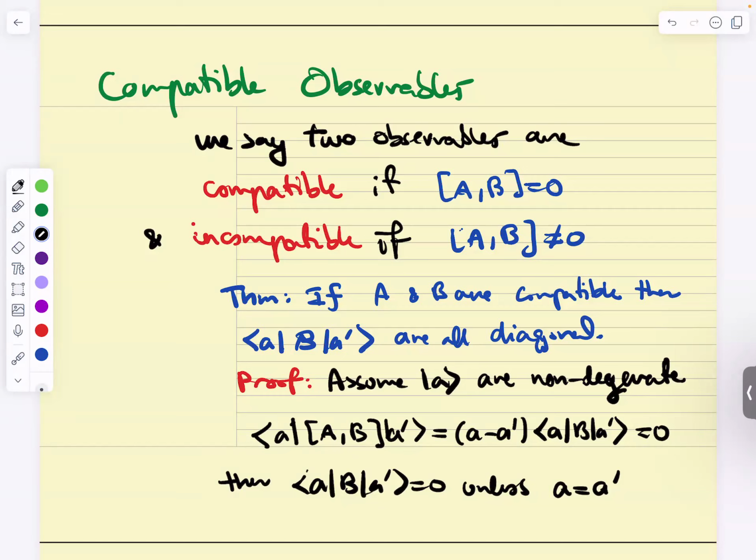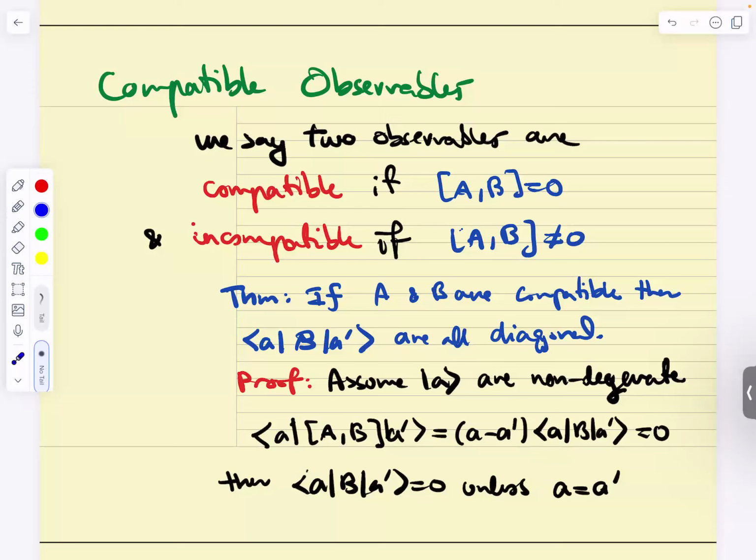All right. So a theorem. If A and B are compatible observables, that is, Hermitian operators that commute, then the matrix elements of B in the eigenbasis of A are diagonal. B in the eigenbasis of A is diagonal. We said that every Hermitian operator in its own eigenbasis is diagonal. Now here we're saying that if two operators commute, they could be written as diagonal matrices in the same eigenbasis.